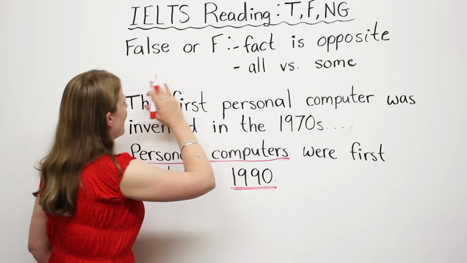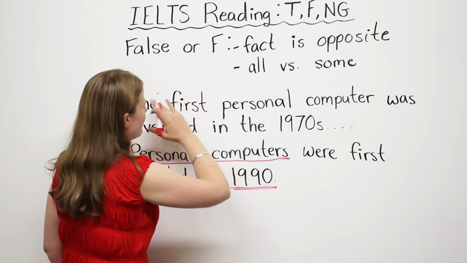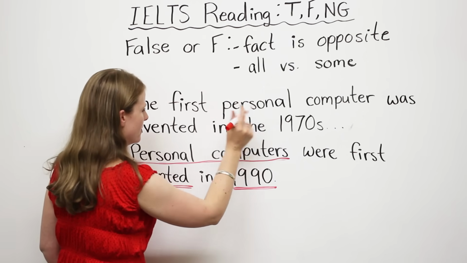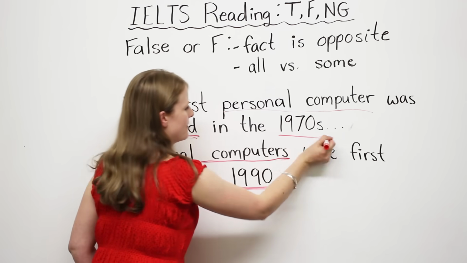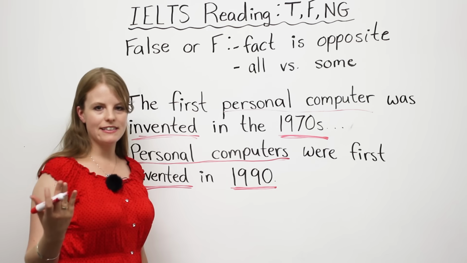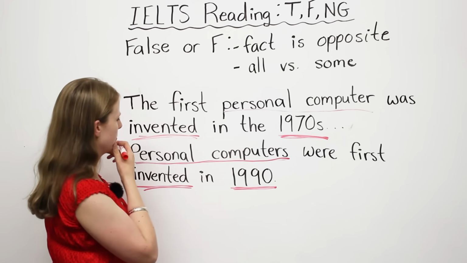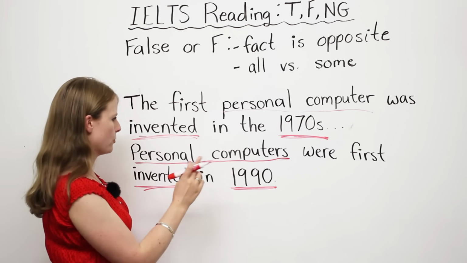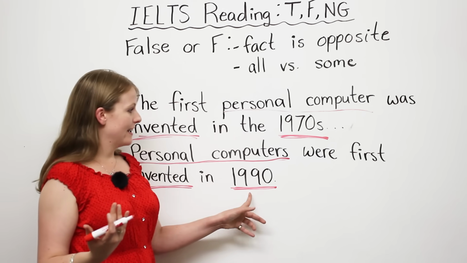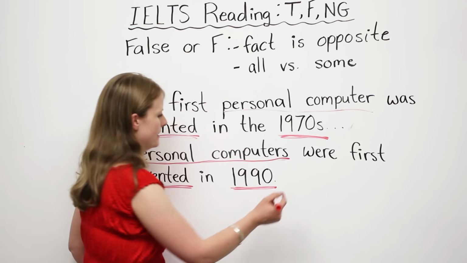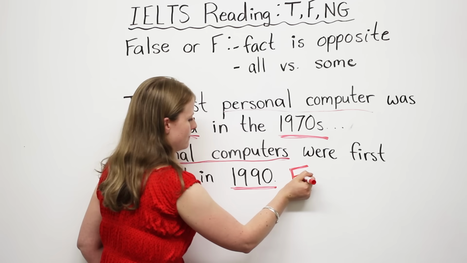So then I would do my scan, looking for the key words quickly. Invented, something that looks like invented. Okay, personal computer. Invented, same word. That's easy. 1970s. Now I look to see if there's a match. I read this carefully and I compare. The first personal computer was invented in 1970s. Personal computers were first invented in 1990. 1990, 1970s. This statement is false. So it says the opposite.